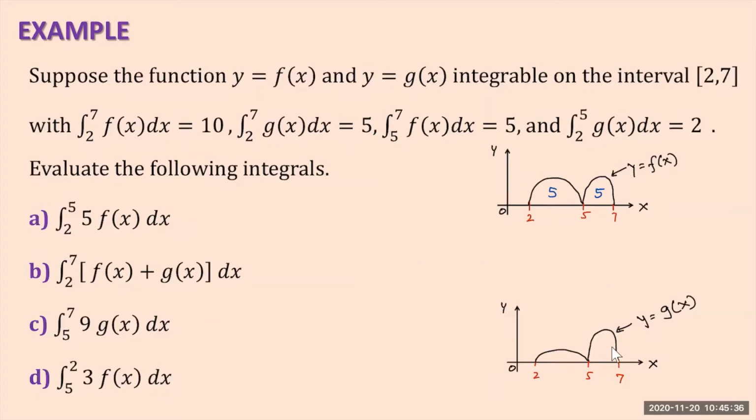Now if you look at g of x, the total area from 2 up to 7, from here all the way up to 7, the total area is 5. And the area from 2 up to 5 is 2.